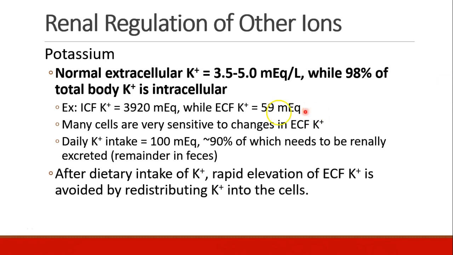For example, your intracellular fluid might have a K of 3,920 milliequivalents. Your extracellular fluid might have 59 milliequivalents. So you can see a vast majority, 98% of it, is in the cells. Cells are very sensitive to changes in your extracellular potassium levels. Usually your daily potassium intake is somewhere around 100 milliequivalents, and most of it is renally excreted, and most of the rest of it is excreted in your feces.